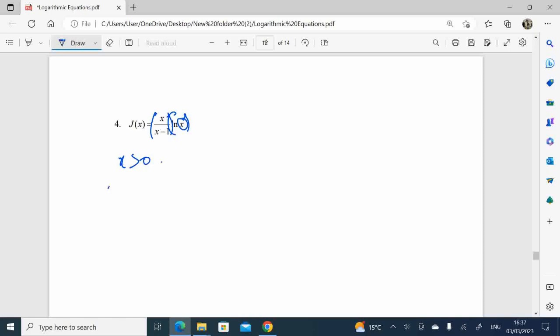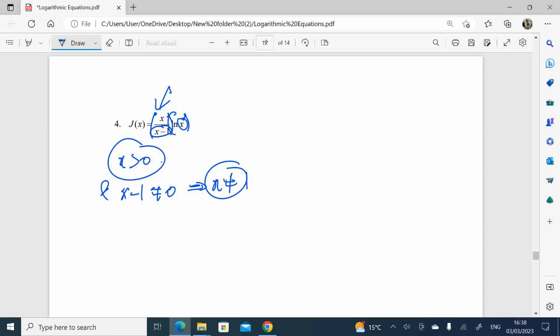And the second condition is on the rational. For this rational to be defined, I need the denominator to be not equal to 0. So the second condition is x minus 1 shouldn't be 0, which gives x can't be 1. Okay, so let me correct this handwriting. So the second condition is x minus 1 can't be 0, so x can't be 1. So these are the two conditions: first, x strictly greater than 0, and the second, x can't be 1.